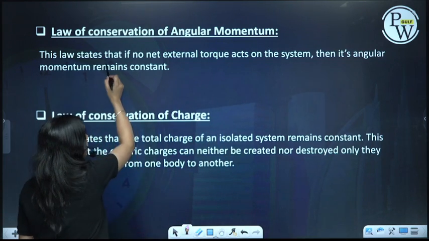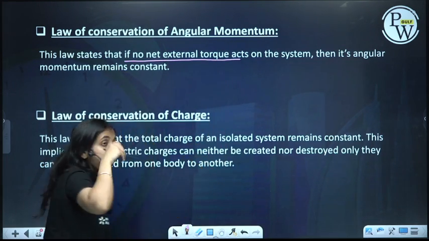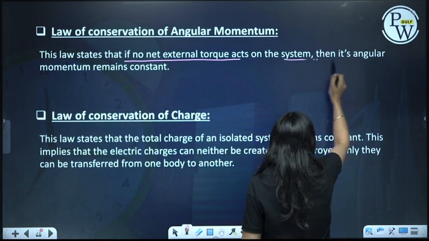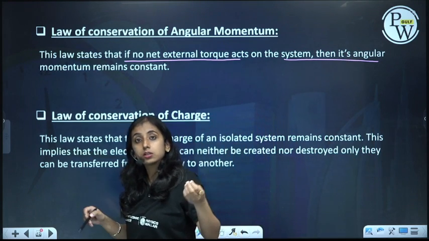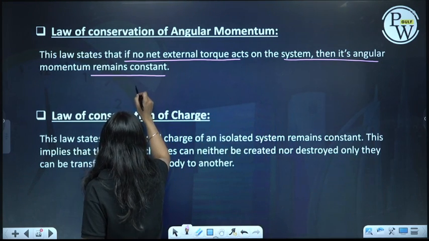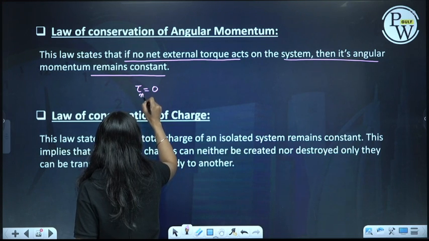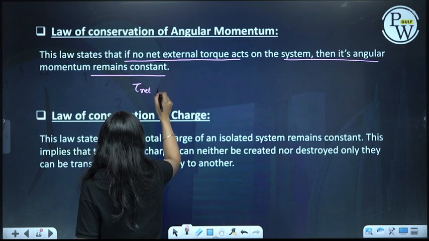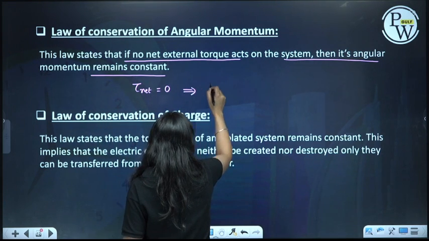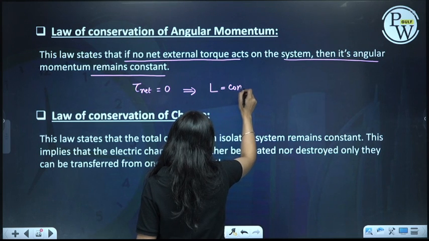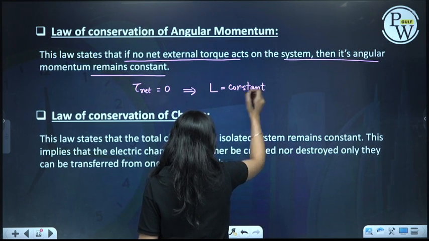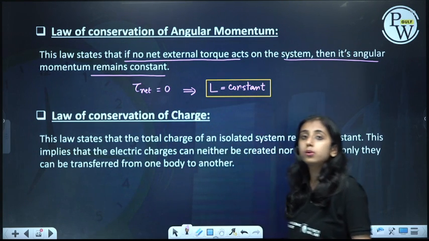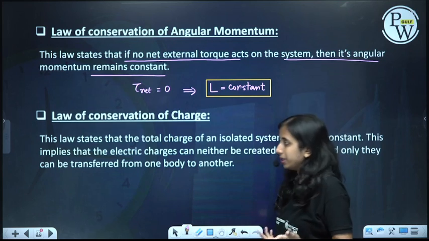It states that if no external torque acts on the system, then its angular momentum is conserved, or it remains constant. That is, if tau net, the net torque, is equal to 0, then angular momentum is constant. Okay, if tau is 0, then angular momentum will be constant. This is the law of conservation of angular momentum.